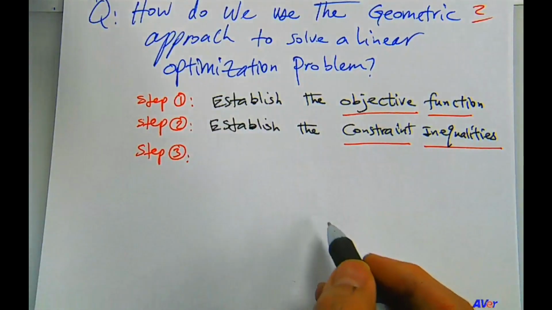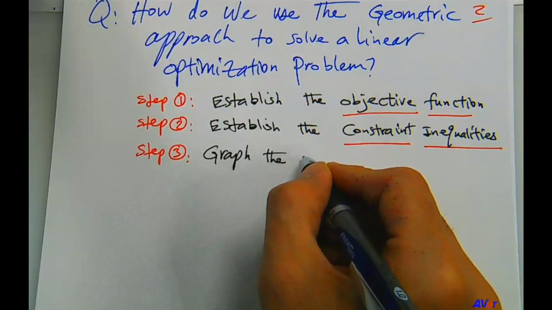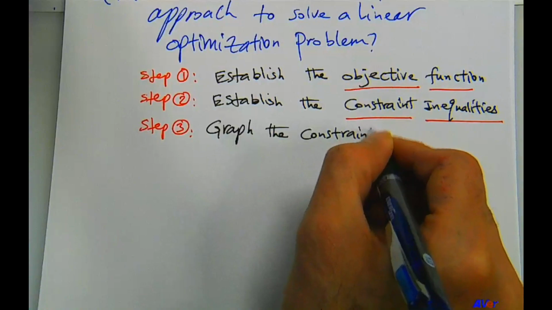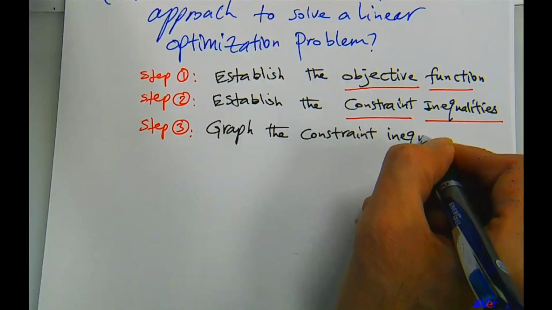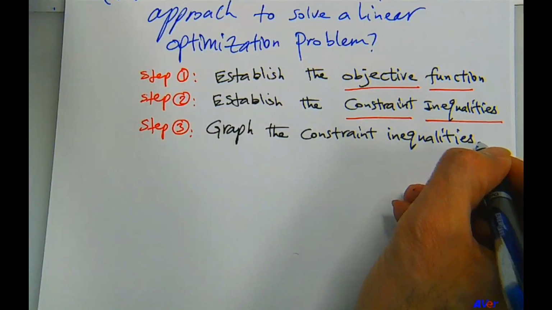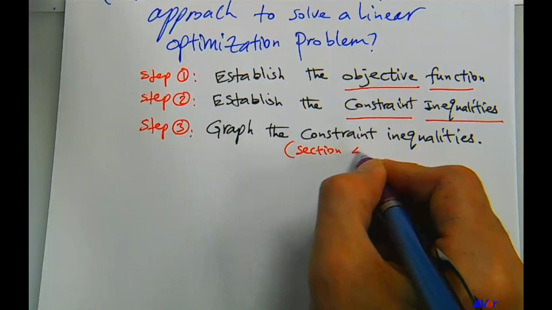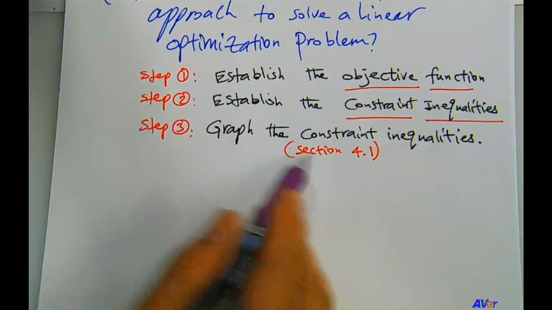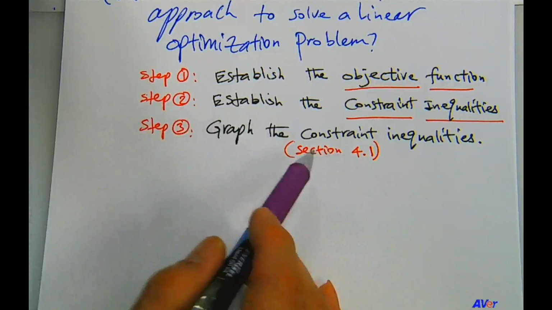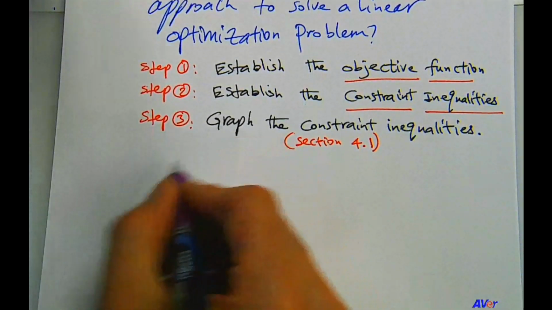Step three, we want to graph the constraint inequalities, and this is what we learned in, you guessed it, section 4.1. That was the topic we did. This is why we learned in section 4.1 how to solve systems of linear inequalities. It's going to help us here. And then step 4.